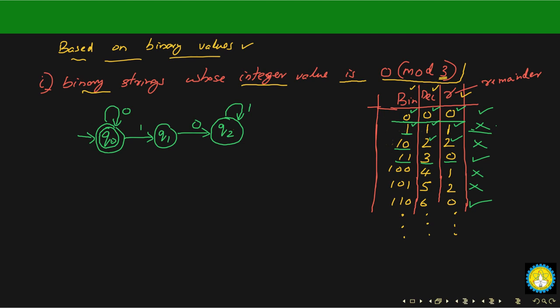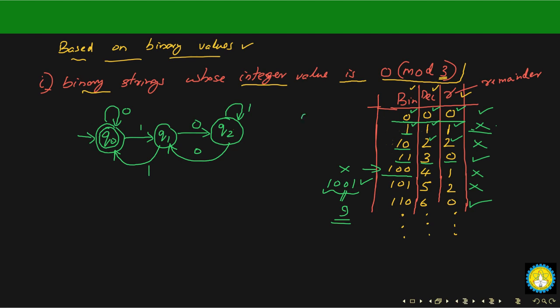Now we can see that if you're getting just 1 0 0, it should not be accepted. But if you're getting 1 0 0 1, it has to be accepted, because the equivalent value of this binary string 1 0 0 1 is 9, and 9 has to be accepted. So to make that happen, from Q2, if I'm getting a 0, I will move to Q1, so that 1 0 0 is not getting accepted. But I have to make 1 0 0 1 get accepted. So if I'm getting a 1 from Q1, I have to go to Q0.